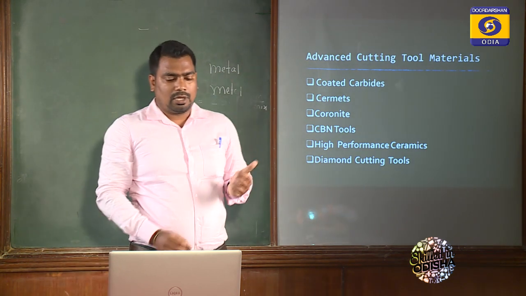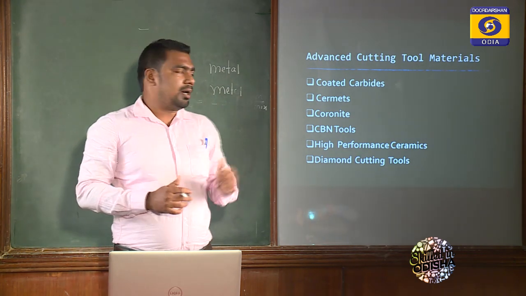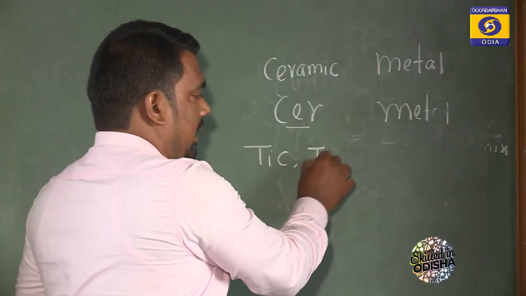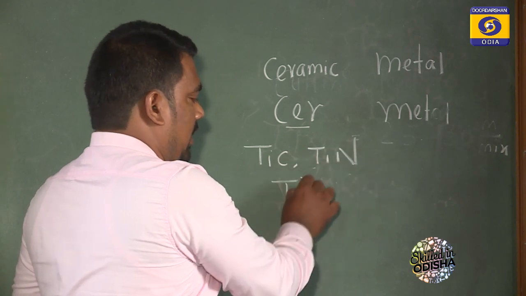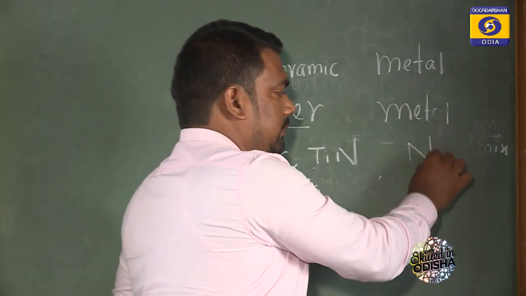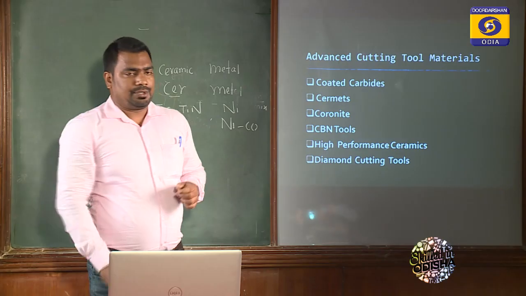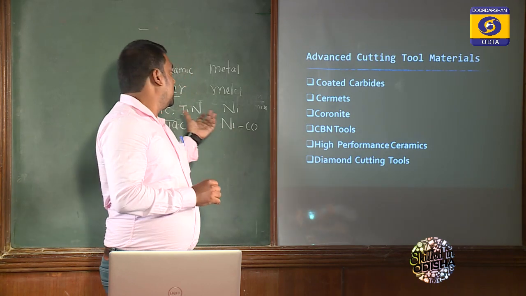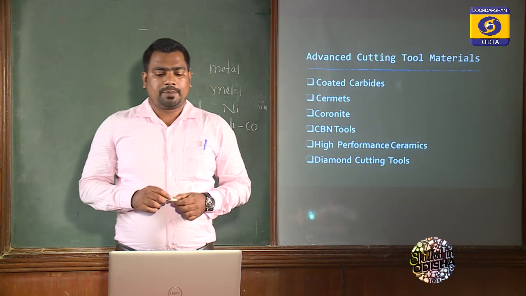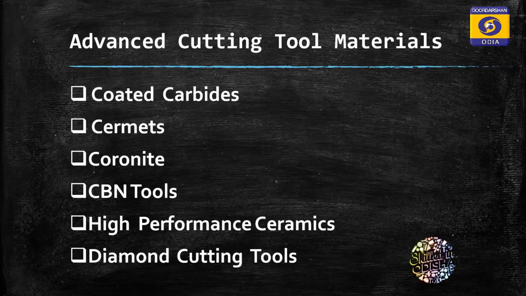Cermets come from ceramic and metal. In ceramic, we have titanium carbide, titanium nitride, and tantalum carbide. In metal, we have nickel, or a composition of nickel and cobalt, etc. So, by the composition of these two, we are getting an advanced type of cutting tool material which is called cermets. Then the third one is coronite.